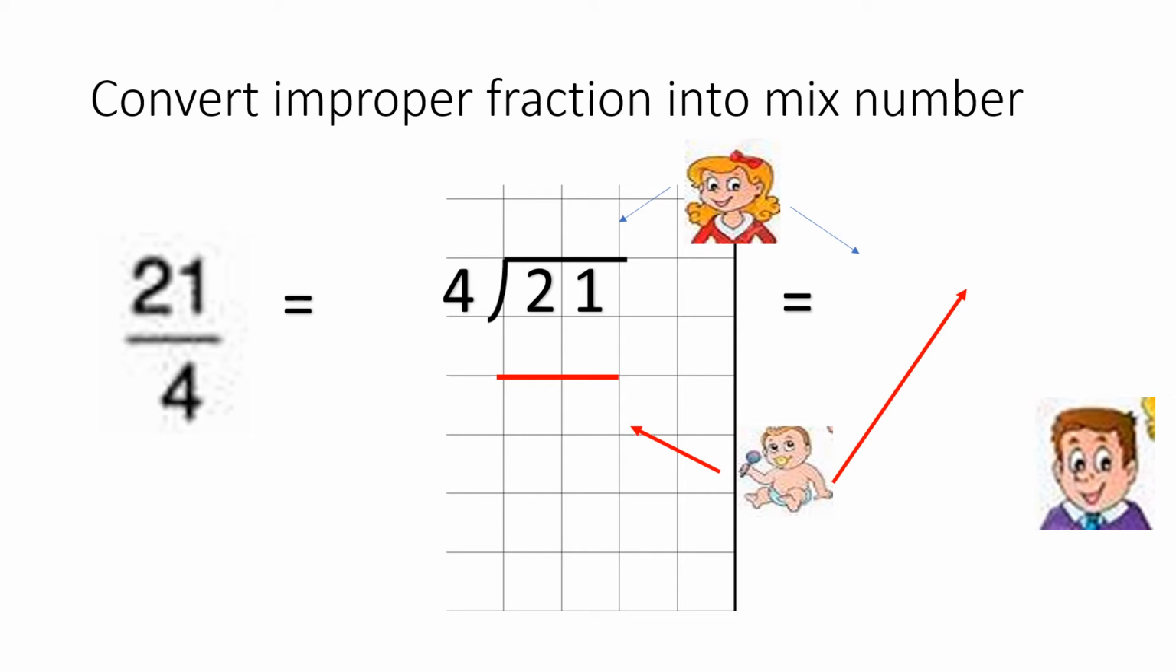Now let's try 21 divided by 4. Look at the times table 4. Can you find 21? No. What is the nearest to the 21? It's 20. Now 4 times 5 is 20. Now 21 minus 20, you get 1. Let's write this in your mixed number. 5 the mommy, 1 the son, and 4 is the dad.